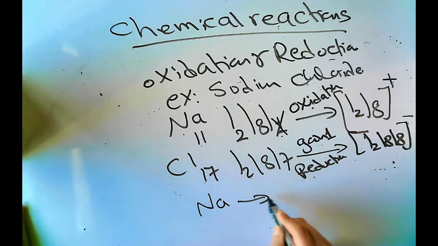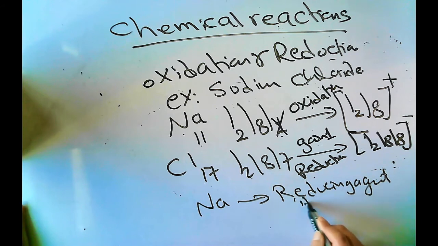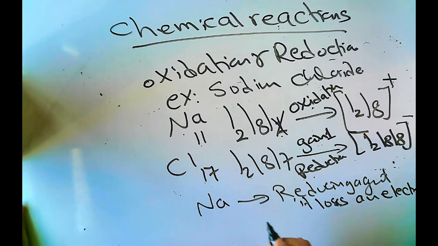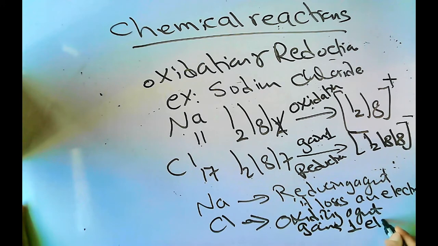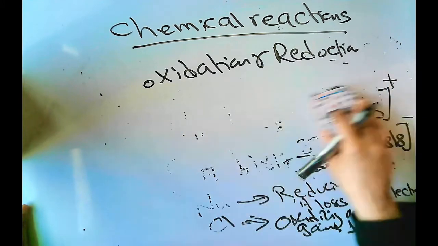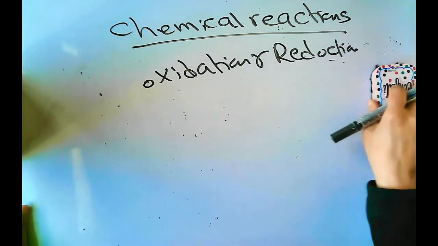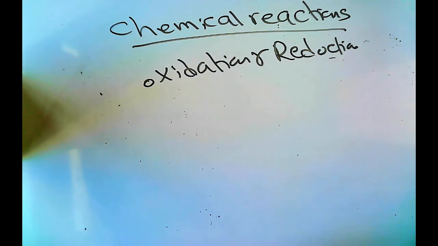Sodium is known as reducing agent as it loses an electron, while chlorine is known as oxidizing agent as it gains one electron. Oxidation and reduction occur at the same time. When the atom loses an electron, the other atom is going to gain an electron.